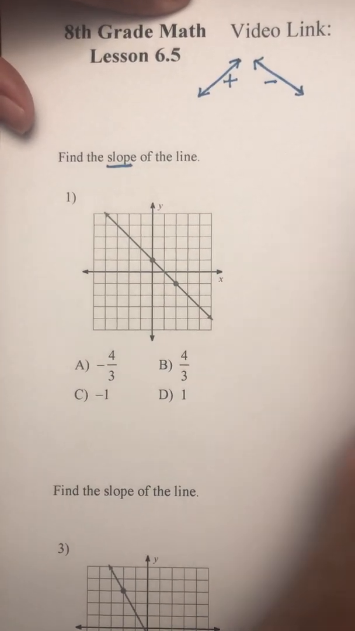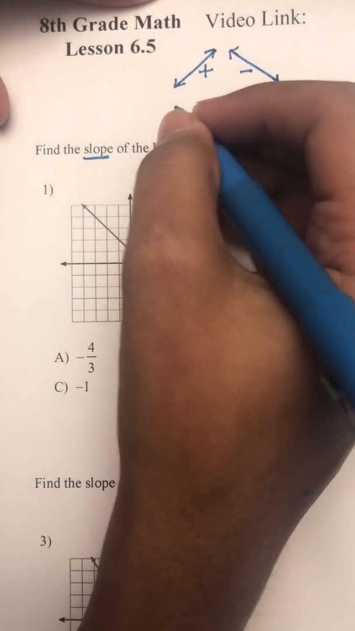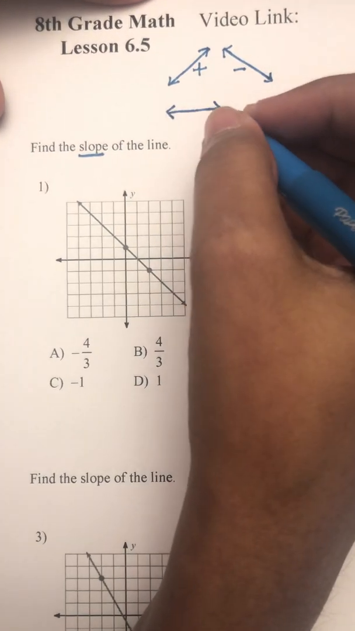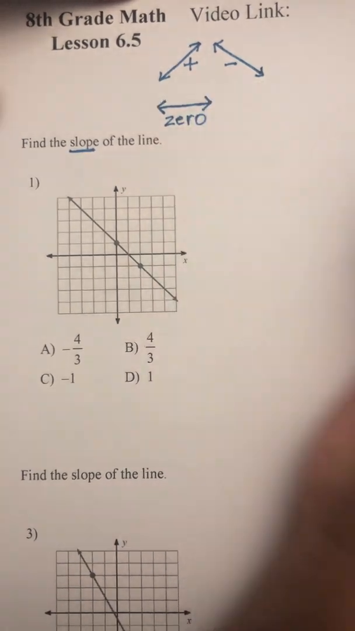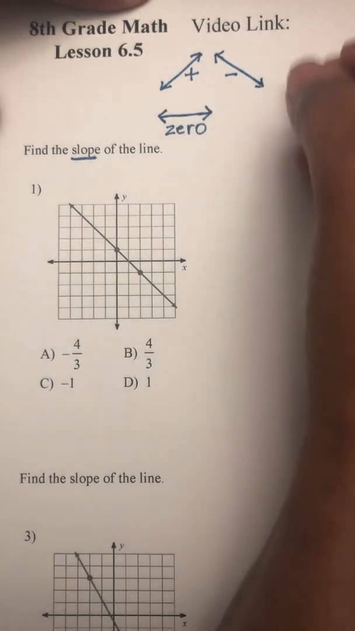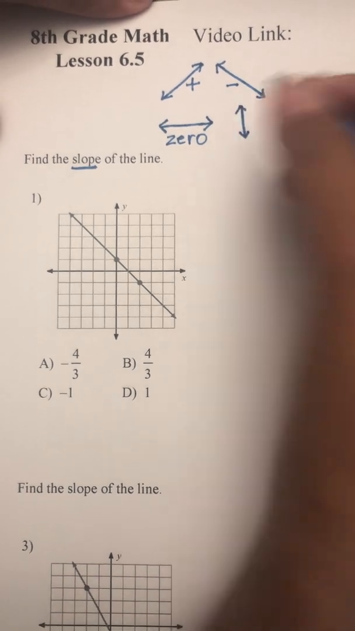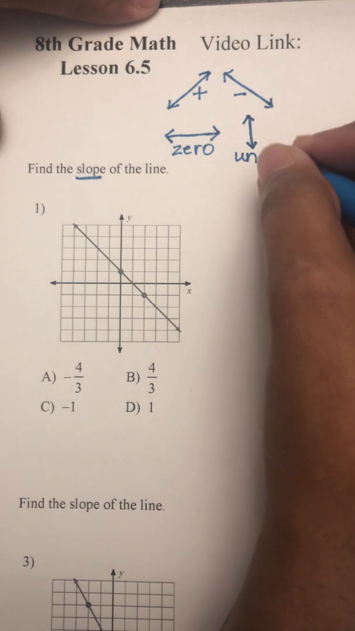If you have a slope of a line that looks like that, which is horizontal, that is a slope that we call a zero slope. Its value is equal to 0. And then we have lines that are vertical, and so their slopes look like this. And so we call these undefined.